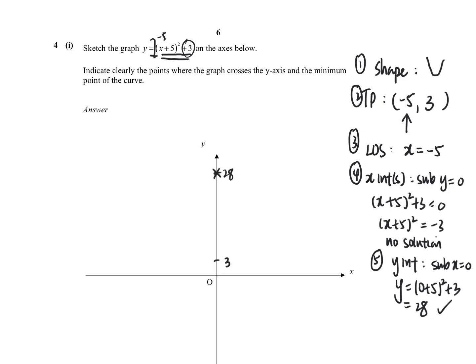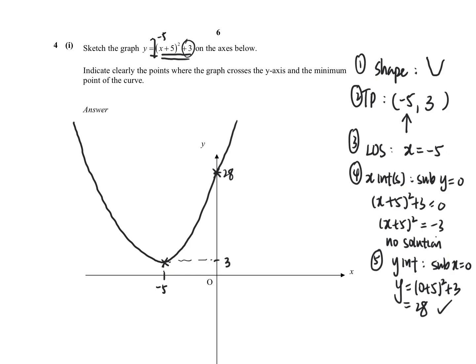I don't have an x-intercept, I only have a turning point. So let's say negative 5 is here. Negative 5, 3 is my turning point. So I just have to draw a smiley curve that passes through these two. Just make sure your smiley curve passes through your y-intercept and your turning point.